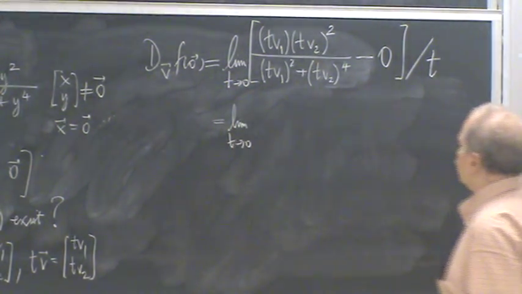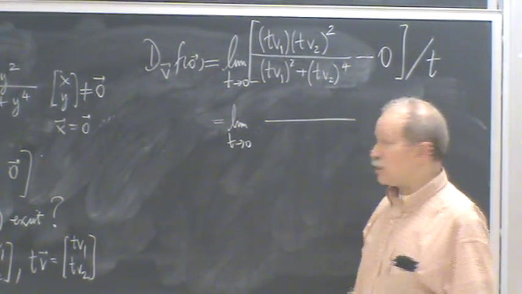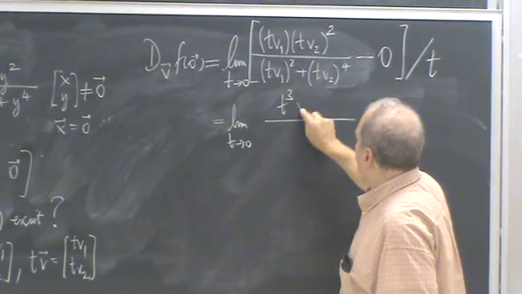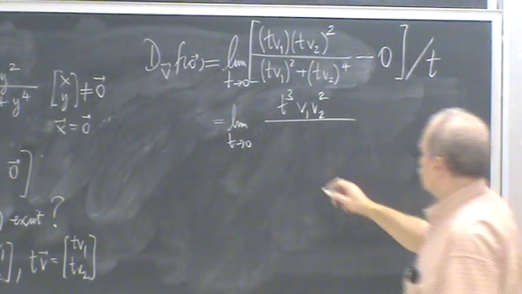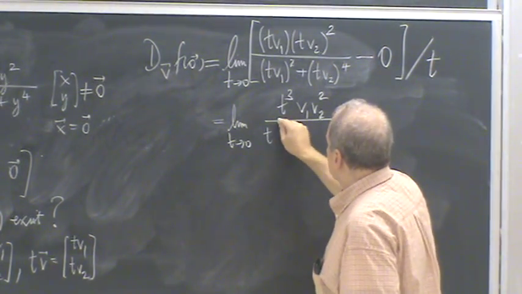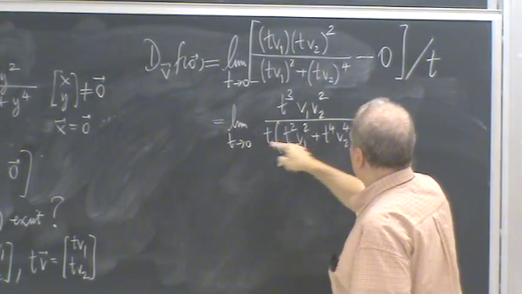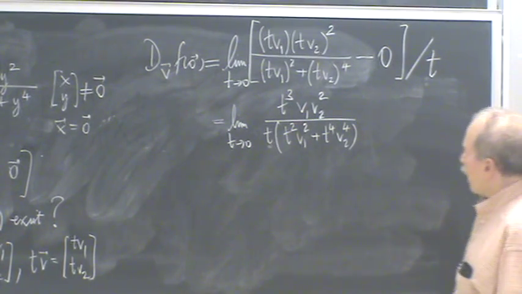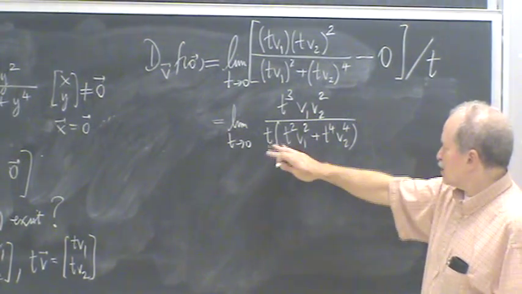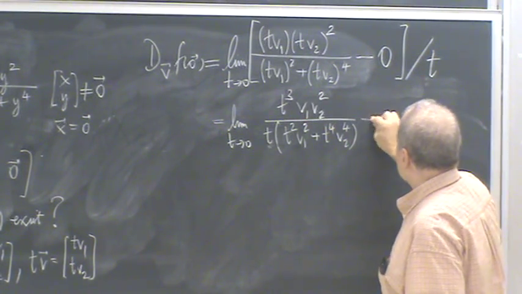What have I got in the numerator? t cubed v1, v2 squared. What have I got in the denominator? Squared, cubed. There's a factor of t cubed. And I have an extra t from this t, right? Don't forget about that, you're dividing by t. So I'm pleased to have that extra t, because what do I see? I see t cubed here, t cubed here. So let's factor a t cubed out of both things.